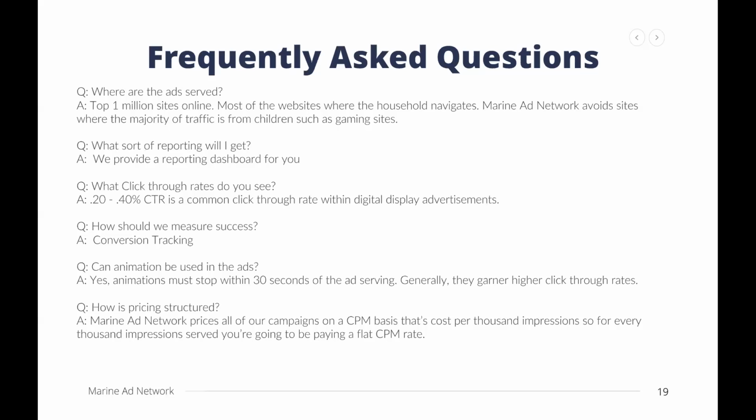But so that's where your ads would be seen. And again, I already talked about this. What kind of reporting will I get? We provide a reporting dashboard for you that you'll get.